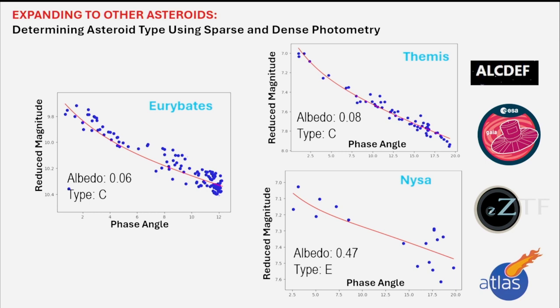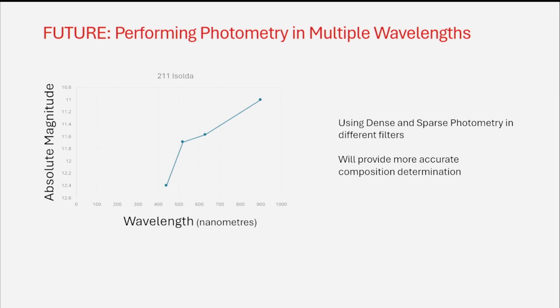And another thing I would like to do in the future is expand my photometry algorithms to find the composition more accurately. And how would I do that? This is using observations in multiple filters or multiple wavelengths. And this will require both dense and sparse photometry because different sparse surveys give the magnitude of different asteroids in different filters. And using my own dense observations or dense observations from databases, I can also find the asteroid in different filters. And this would allow me to find the composition.